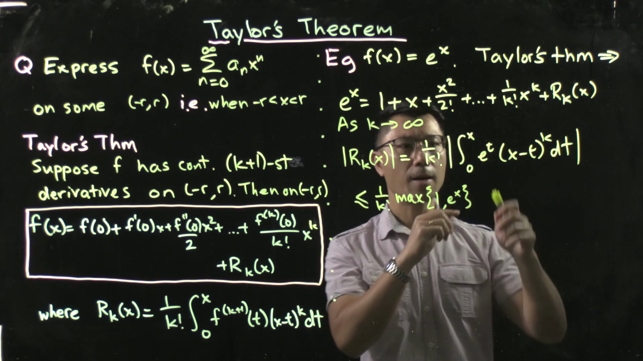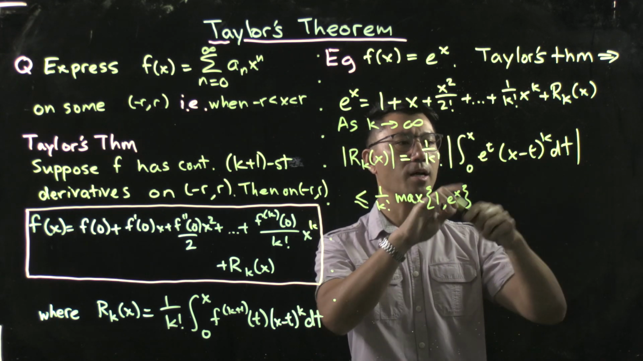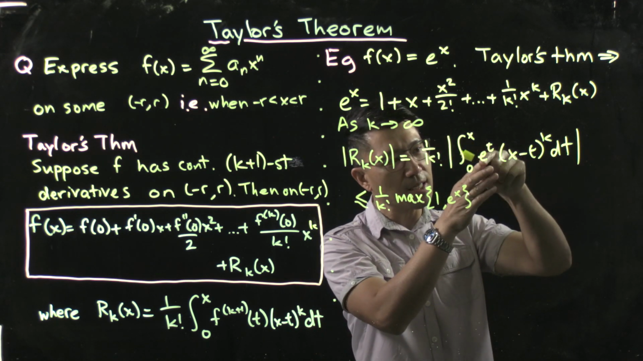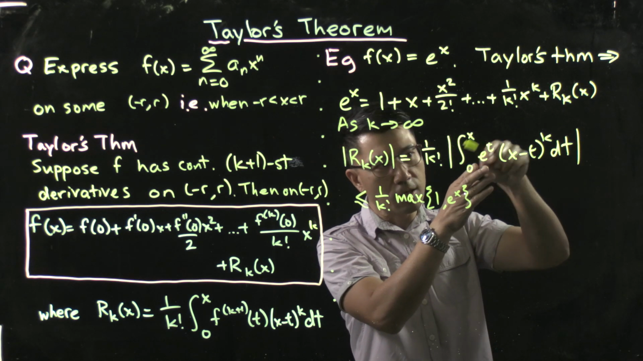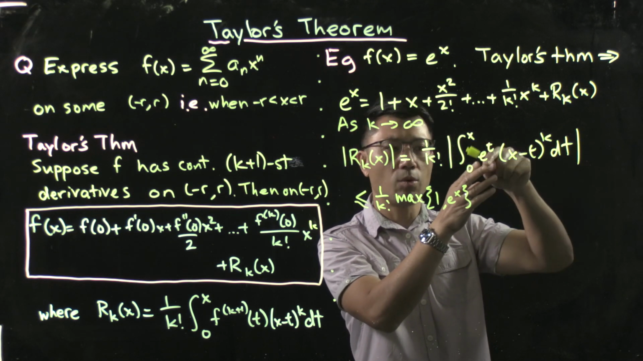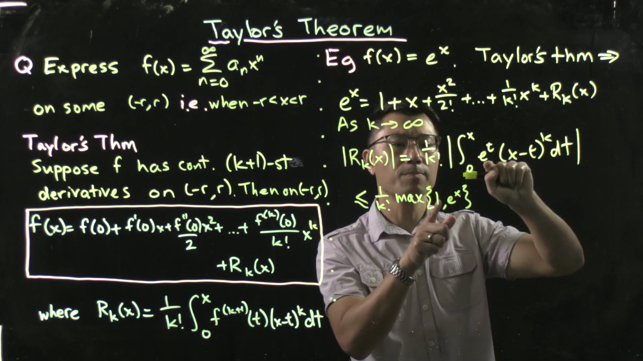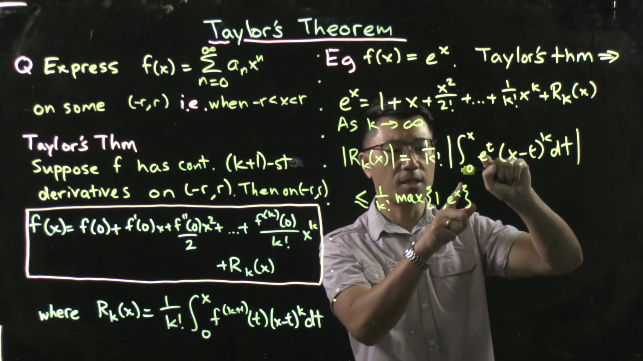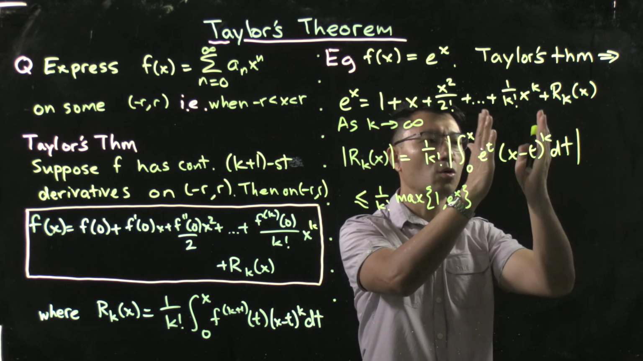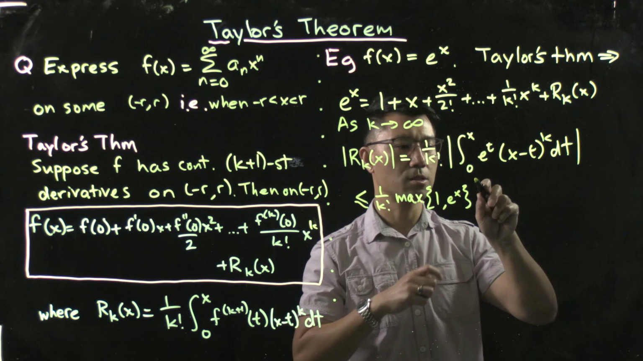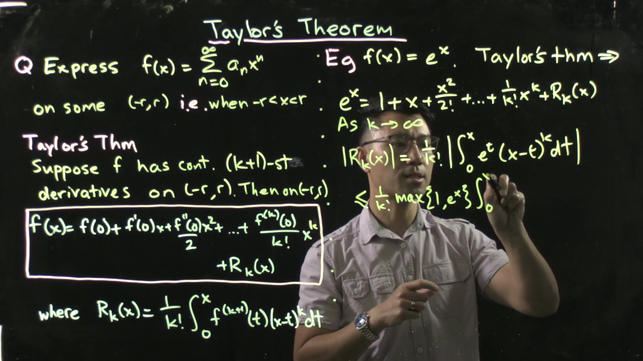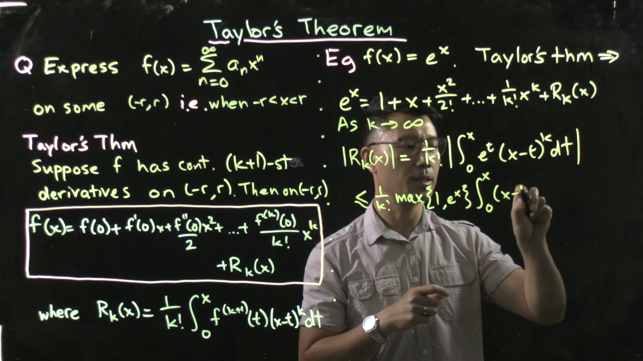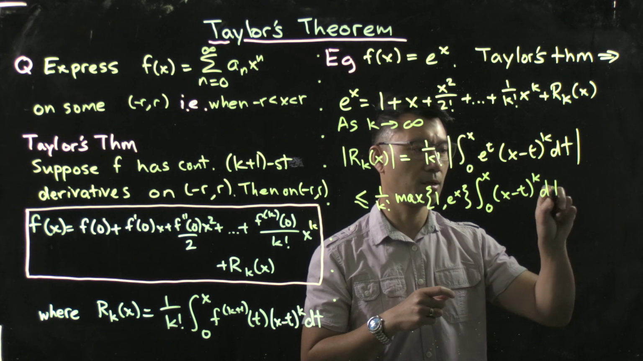And then now we can bound the rest of it. So we pulled out the biggest value that this can have. We're going to replace this positive value e to the t with the biggest value it can have, which is either 1 or e to the x, if x is positive. And then we look at the absolute value of the rest. So we have here the integral from 0 to x of (x minus t) to the k dt.